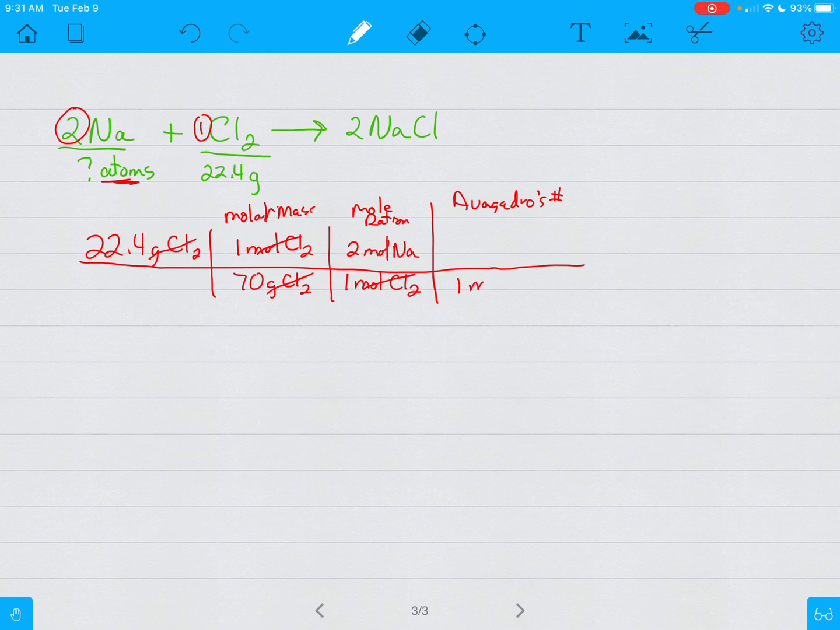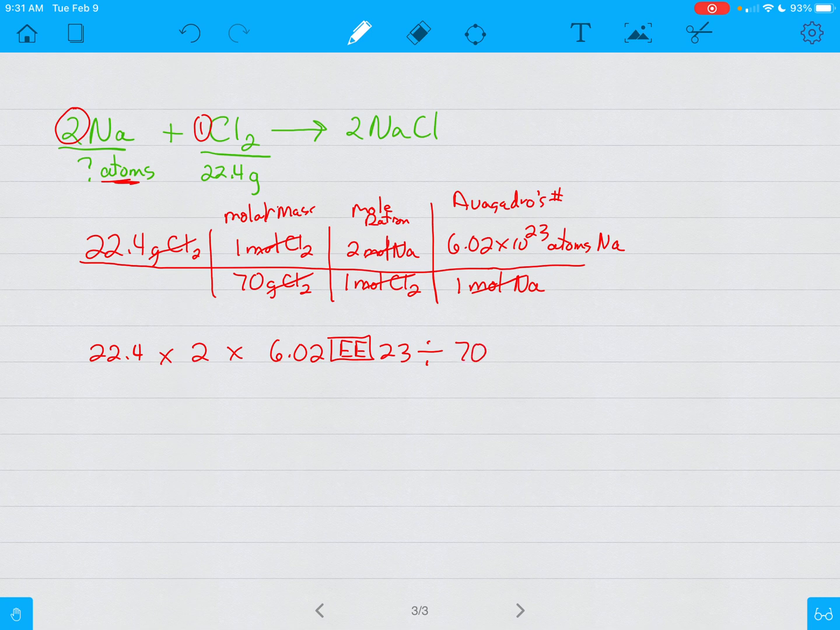Now, 1 mole of Na is going to equal 6.02 times 10 to the 23rd atoms of Na. Moles of Na are going to cancel, and I'm left with atoms of Na. We did it. There it is. How would you do this on the calculator? 22.4 times 2 times 6.02, and then that EE key, and then 23, divide by 70, equal button. So let's do that one real fast.